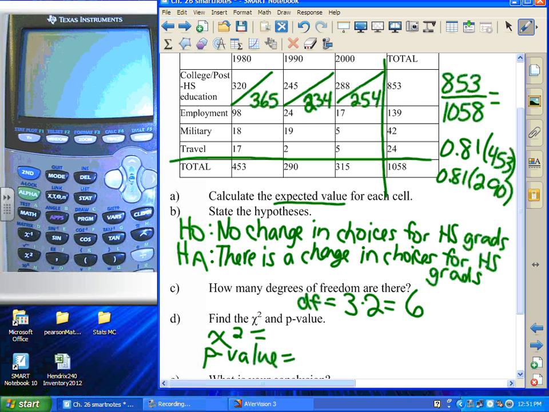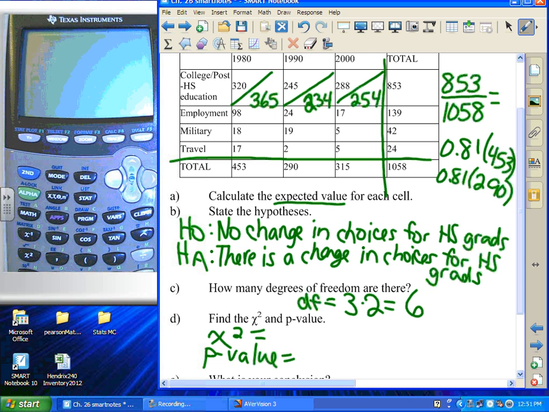So the first thing you have to do is put the observed values, which are the original numbers in the table, into matrix A. You might try this if you don't remember. So do we need to do 4 by 3?